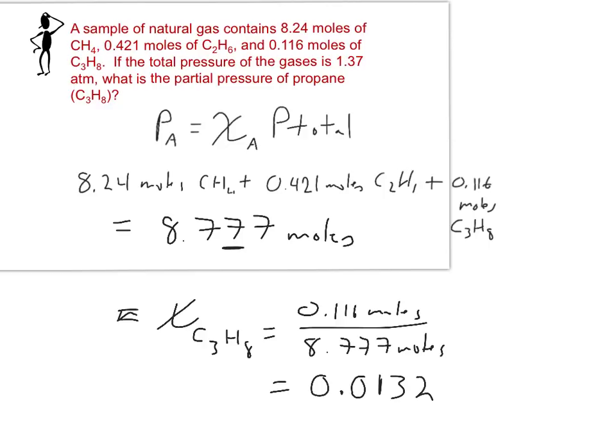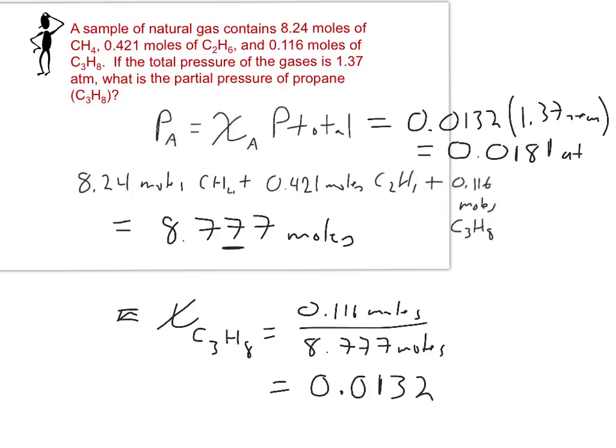We've got the mole fraction, got the total pressure, plug and chug. So 0.0132 times 1.37 atmosphere, that's going to give a partial pressure of propane to be 0.0181 atmosphere. That's the partial pressure of propane in that mixture.